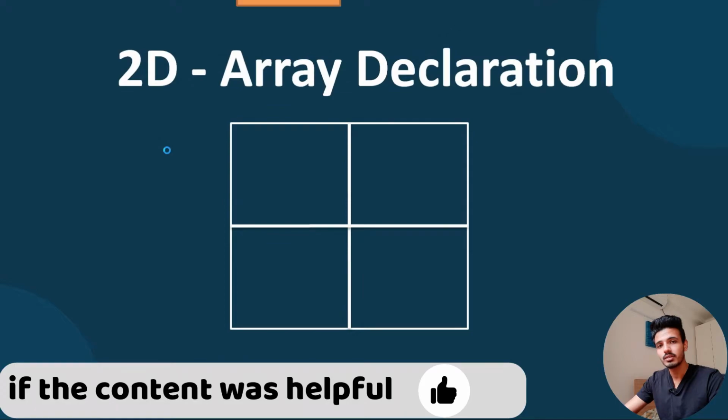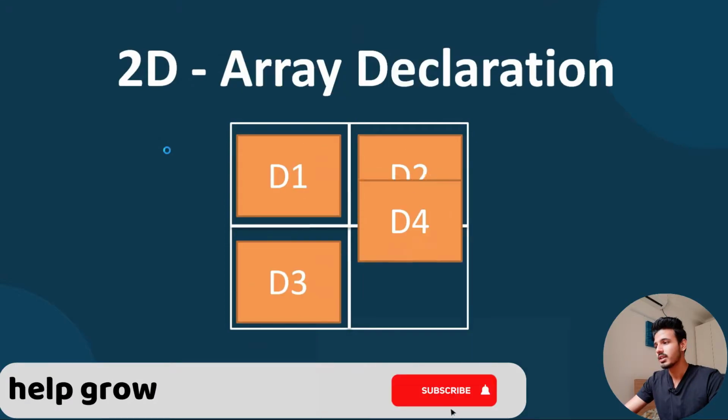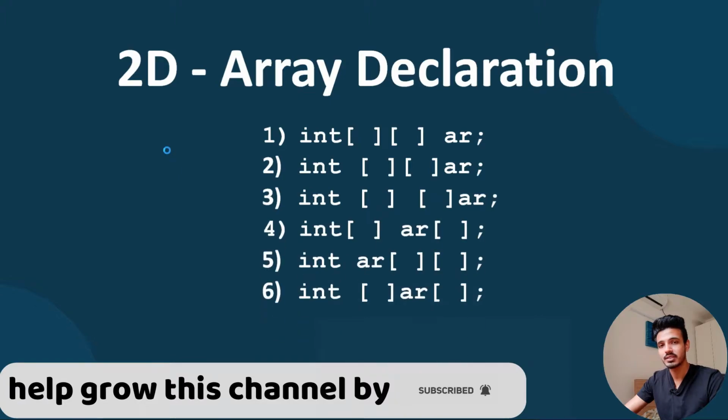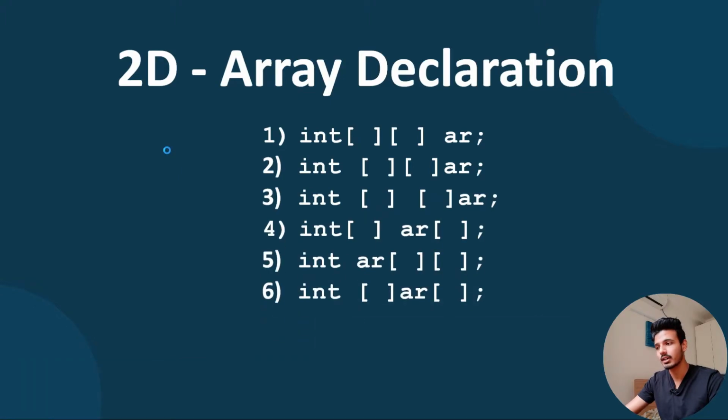Now let's have a look at two-dimensional arrays. In case of a two-dimensional array, we basically have 6 different types of array declarations. All these 6 declarations are syntactically correct and you can use them. But which one is the recommended one? The first one. Why? Because the variable name is completely separated from the type. But most of the time, in interviews, you might come across questions asking which kind of declaration is correct or not.